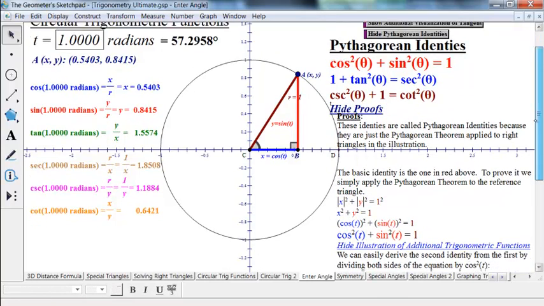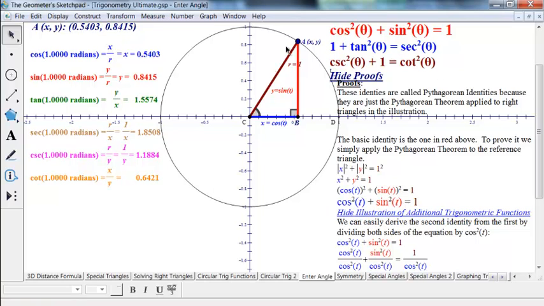Okay, and all it is just the Pythagorean theorem applied to this reference triangle. Now remember, the sides of this reference triangle are the absolute value of x and absolute value of y. Okay, and so we square those, we get absolute value of x squared plus absolute value of y squared equals 1 squared on the unit circle. So x squared plus y squared equals 1.